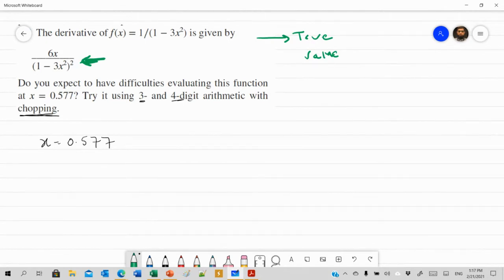I forgot the square. So the answer is 2.3529 times 10 to the power 6. So that's the actual value. Now let's start now and see what happens if you use three-digit chopping.